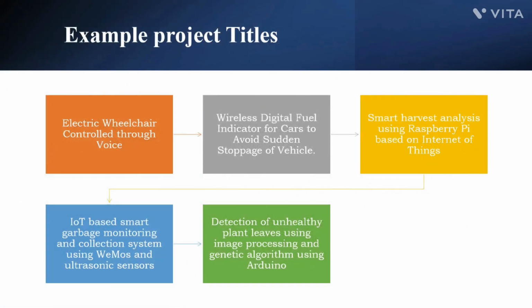And then some project titles again: an electrical wheelchair controlled through voice for unhealthy or physically challenged persons. You can operate an electrical vehicle over voice control, and then an IoT based smart garbage system, and a wireless digital fuel indicator for cars. And nowadays you can find n number of applications in autonomous cars based on front and rear viewing. The car can be autonomously driven from one place to another based on the scenarios. And then smart harvesting using Raspberry Pi based on the Internet of Things. These are some hot topics. These are generalized topics for all the departments.